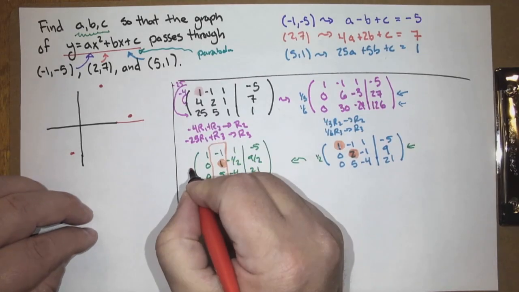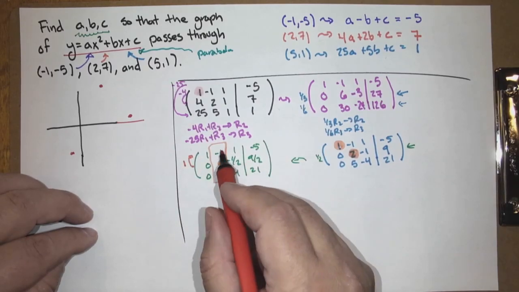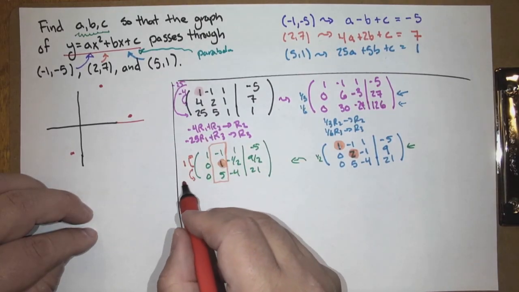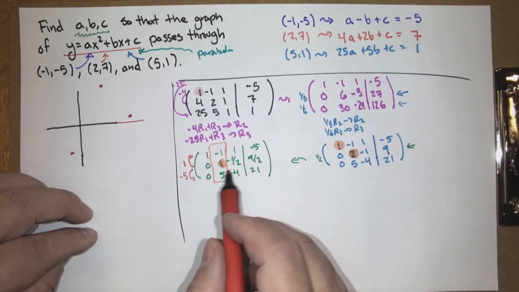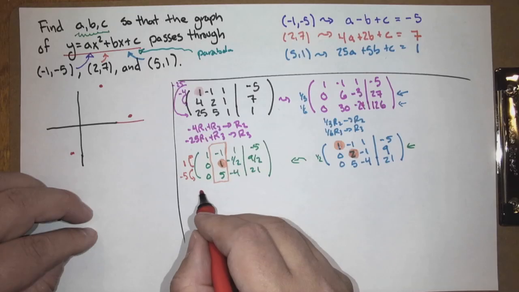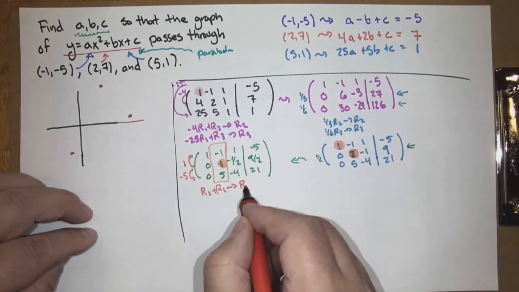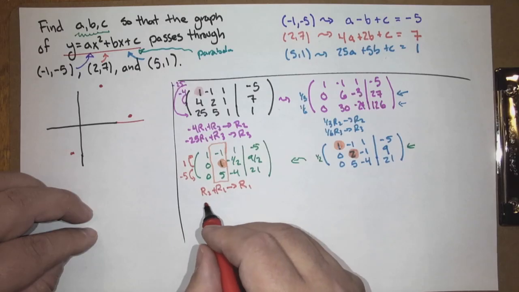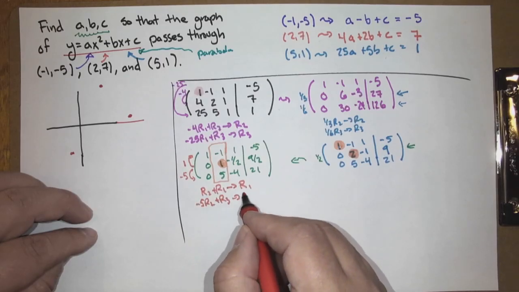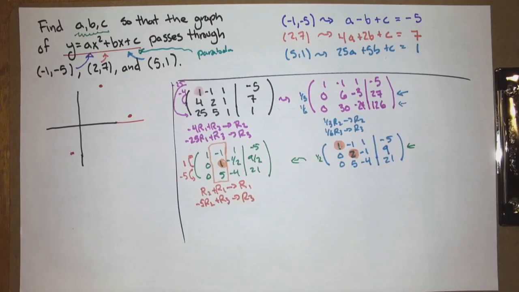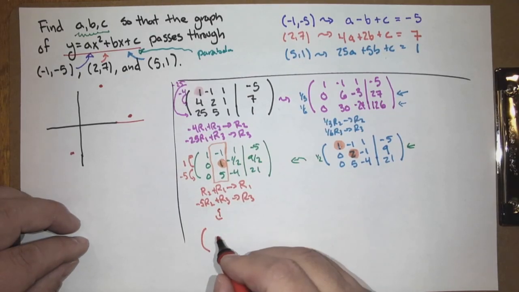So we can add 1 times the second row to the first row, and then multiply the second row by negative 5 and add to the third row. So in our notation, row 2 plus row 1 becomes row 1, and minus 5 row 2 plus row 3 becomes row 3. All right. What will we get?